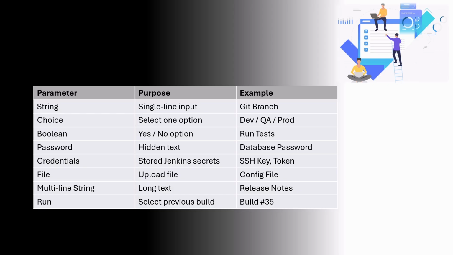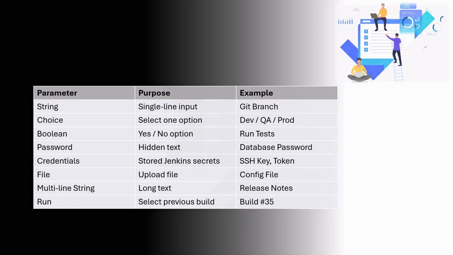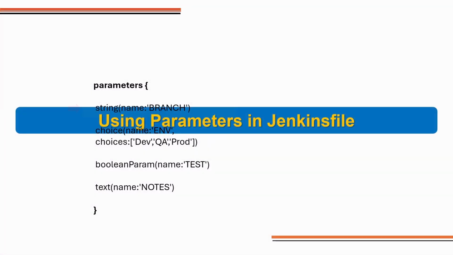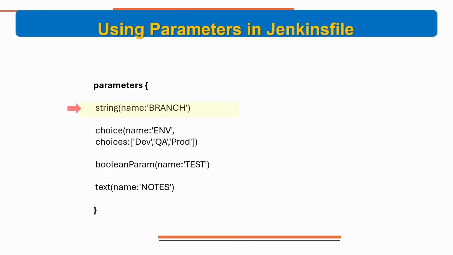So instead of creating parameters through Jenkins interface, we can also define them directly inside the Jenkins file. Here the first parameter is the string parameter, second is the choice parameter, third is a Boolean parameter, and finally the text parameter creates a multi-line input box. Again, this is another advantage of pipeline as code. The pipeline configuration is stored inside Jenkins file rather than being manually configured in Jenkins.